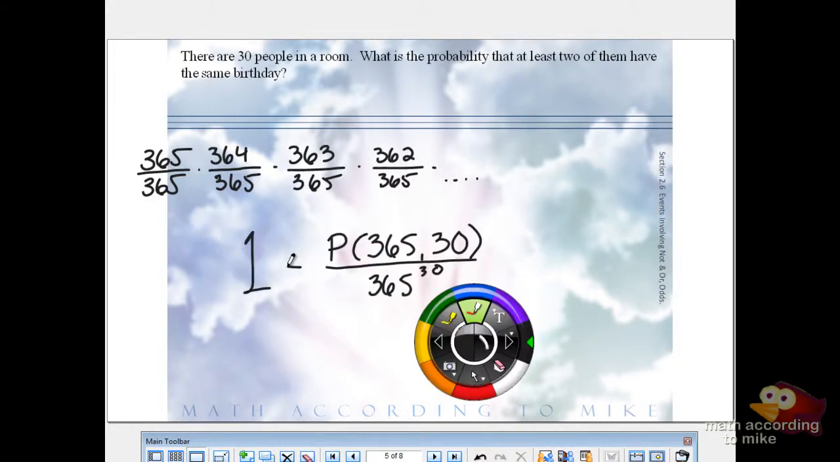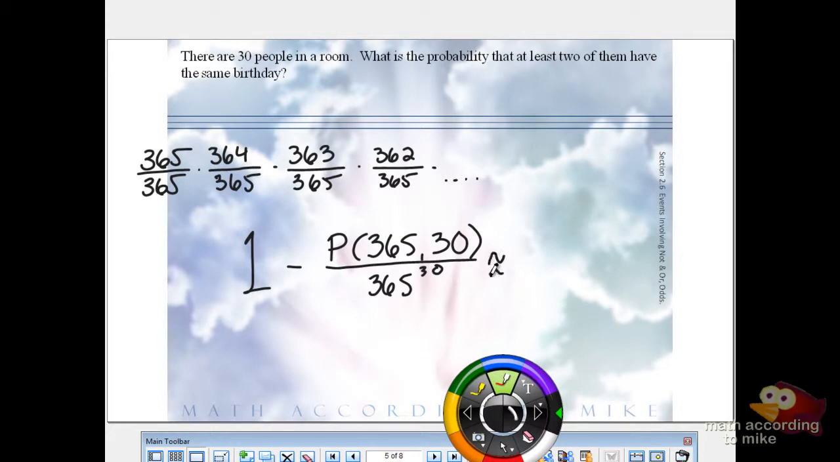So one more time, instead of finding this directly, which would be a lot of work, we're going to find it indirectly. Whatever this value is, if we take its complement, then that would give us the answer that we want, the at least 2. You get a big decimal. I got 0.7063162, and so on.